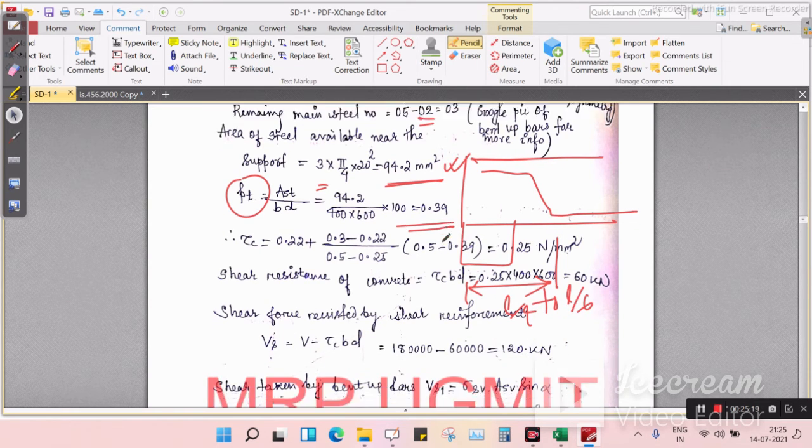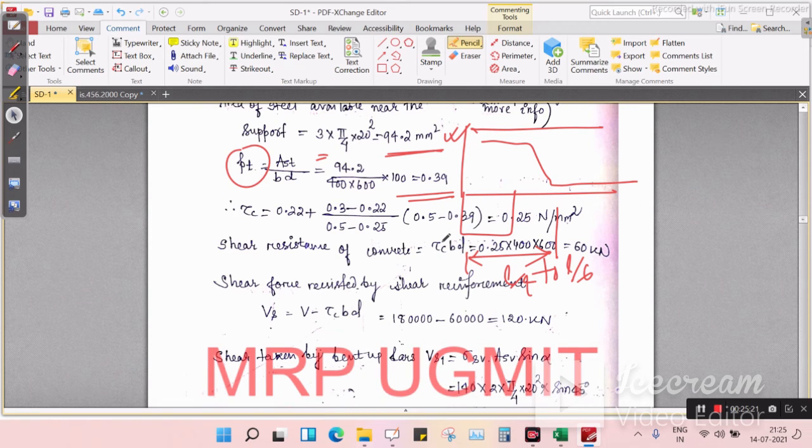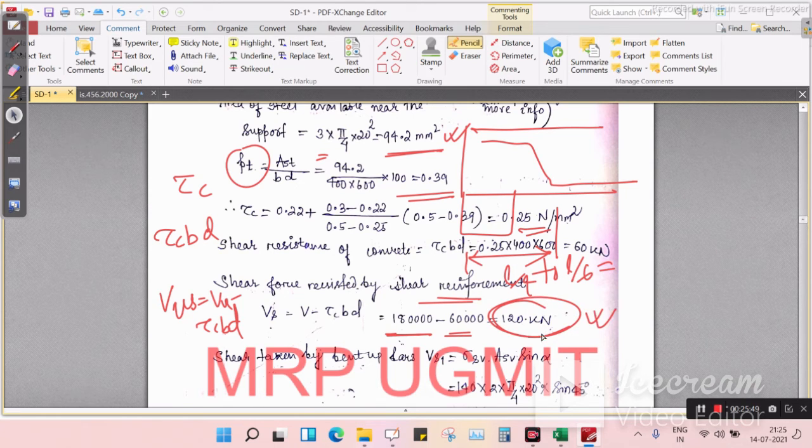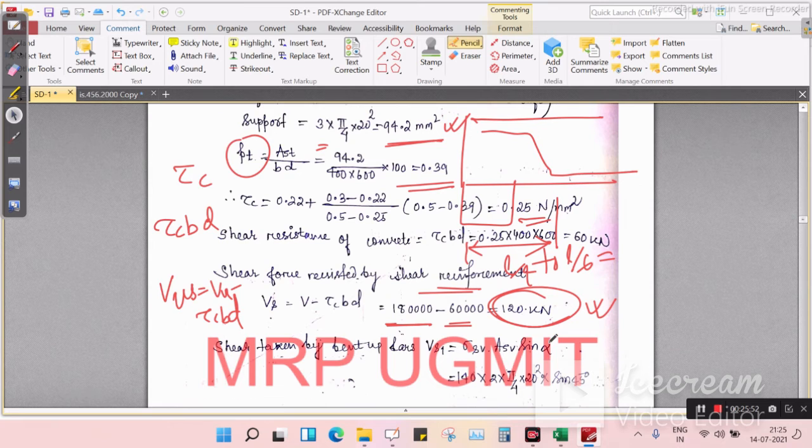From that percentage of steel we got tau c, that is 0.25. So if we got tau c, we can find out tau c BD, that is 60 kilonewton. So shear force resisted by shear reinforcement: our design zone value VUS is equal to VU minus tau c BD, that is 180 kilonewton minus 60 kilonewton, that is 120 kilonewton. For this 120 we will design the beam.